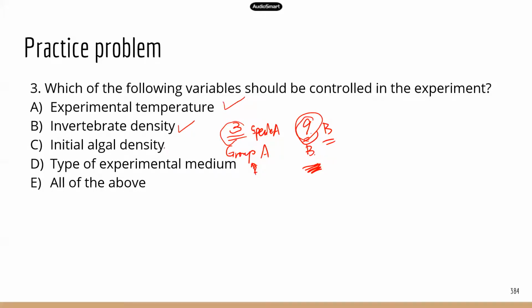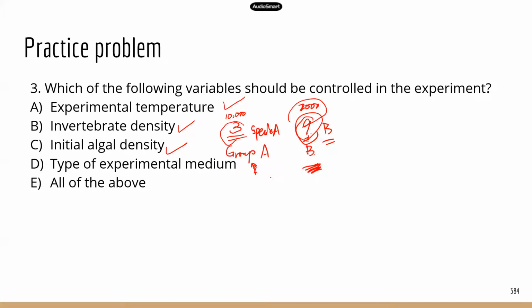C, initial algal density. Yes, right? Let's say you put in 10,000 for species A, and then you only put in, let's say, 2,000 for group B. So again, if in the end you see a greater reduction, is it because species B is effective, or is it because you simply started with less algae, right? So in the end, you're going to get less algae. So C is also a correct answer.